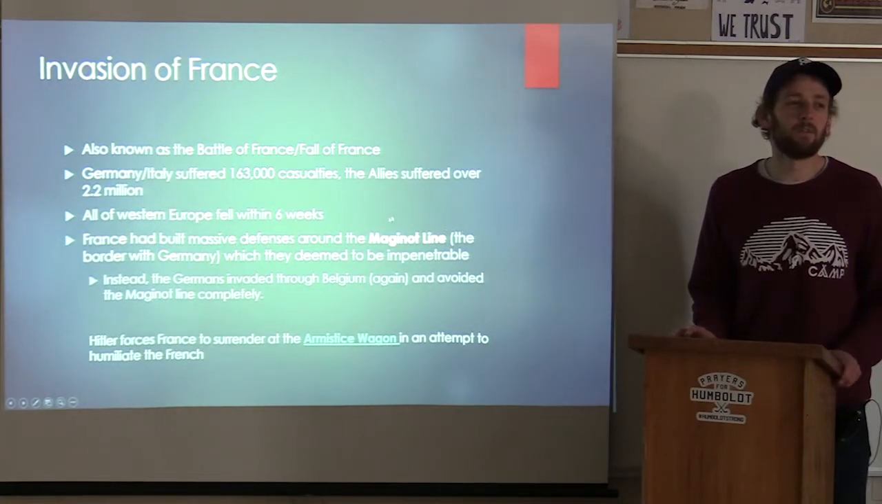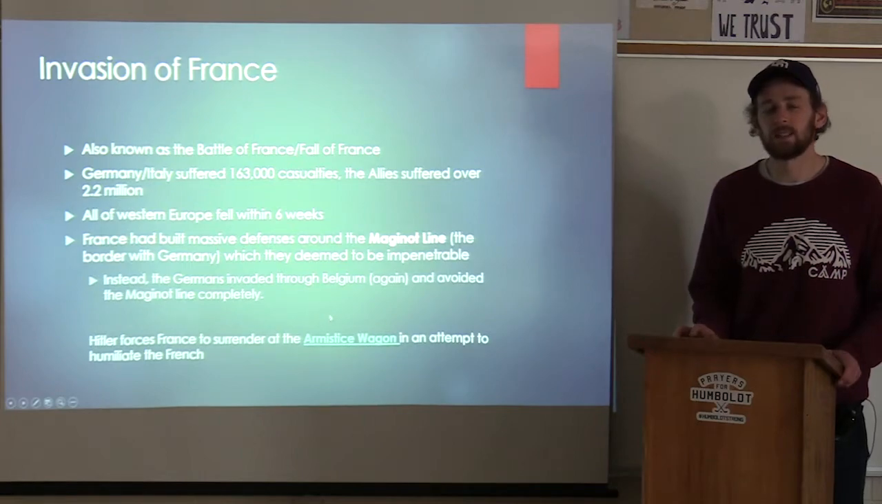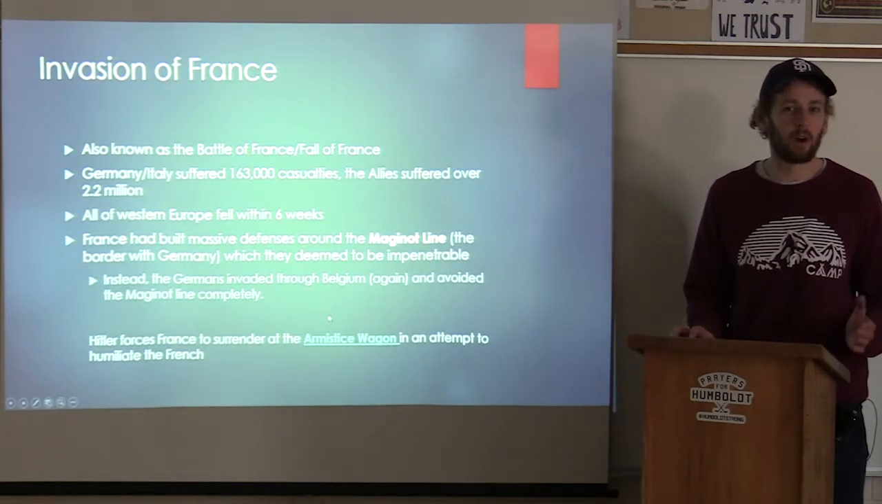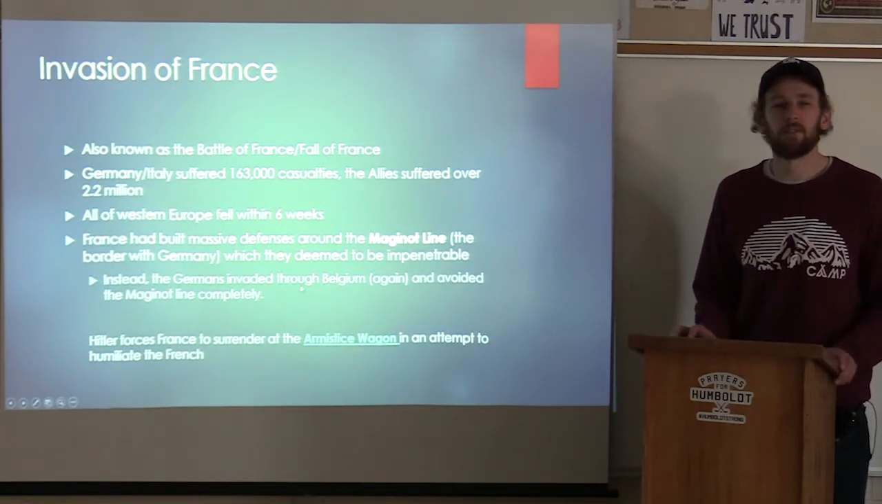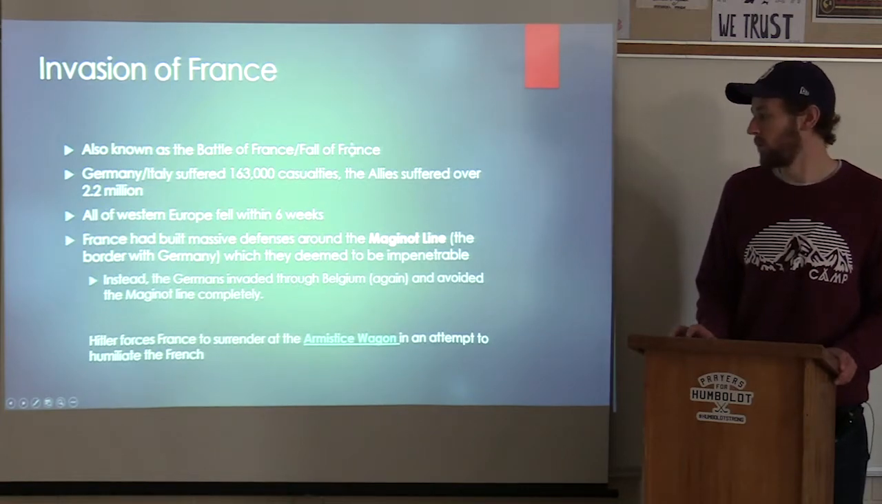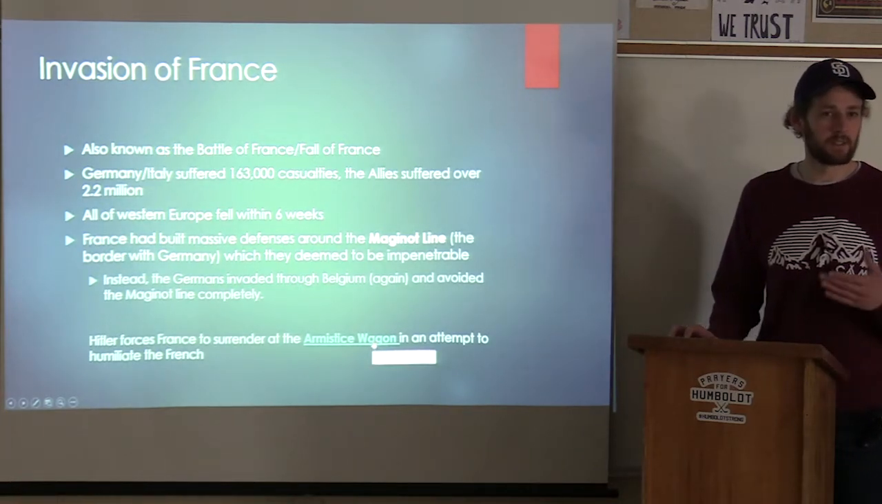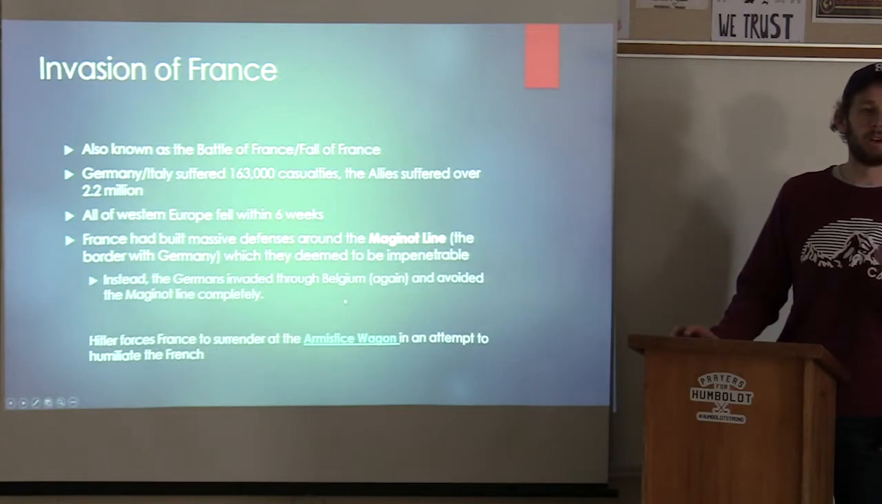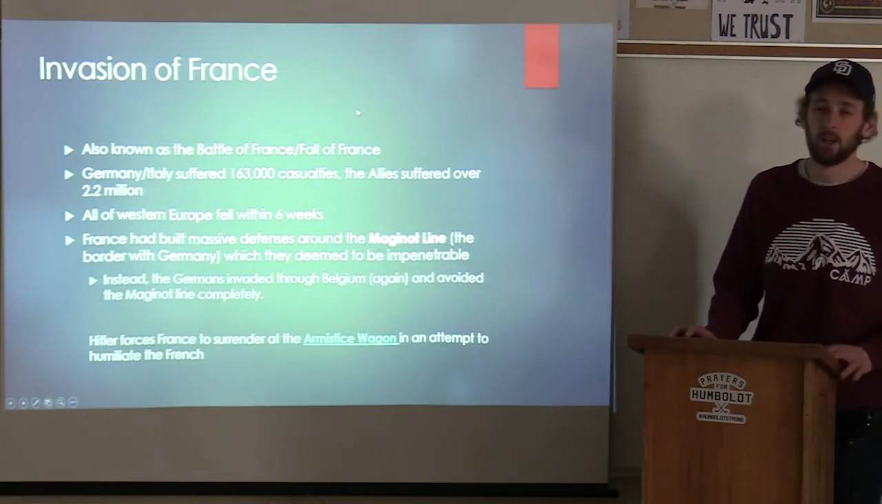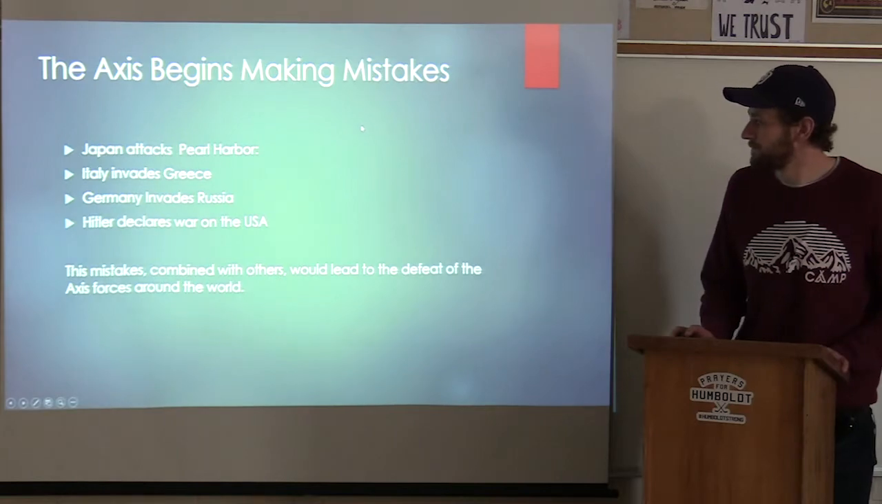After this, Hitler forces the French to surrender at the exact same spot, in that wagon, that train car in the Armistice Glade, that the French had made the Germans surrender at after World War I. And again, there's a video down there if you want to see the surrender, because Hitler and the Nazis take a lot of video and they keep very good records of their accomplishments.